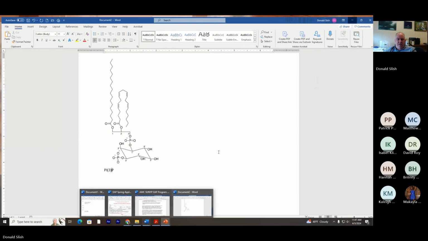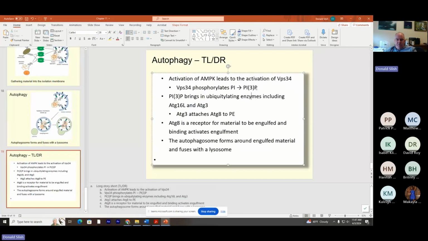Remember this guy? Okay, PI3P. PI3P then brings in the ubiquitinating enzymes through WIPI. And those are ATG6L and this. ATG3 then attaches the ubiquitin-like molecule ATG8 to phosphatidylethanolamine. And then this becomes a receptor for material to be engulfed. And then things come in and get engulfed.